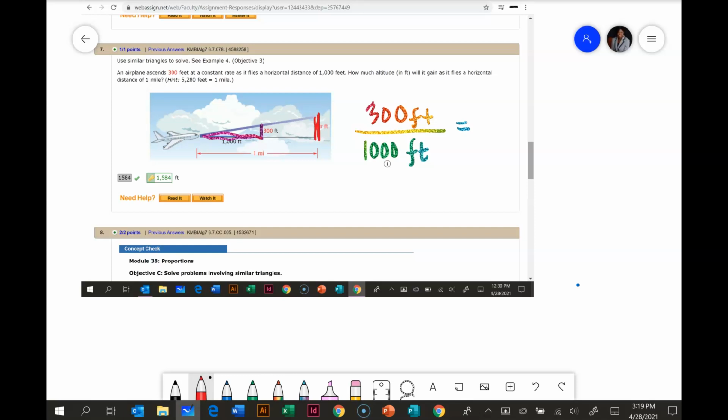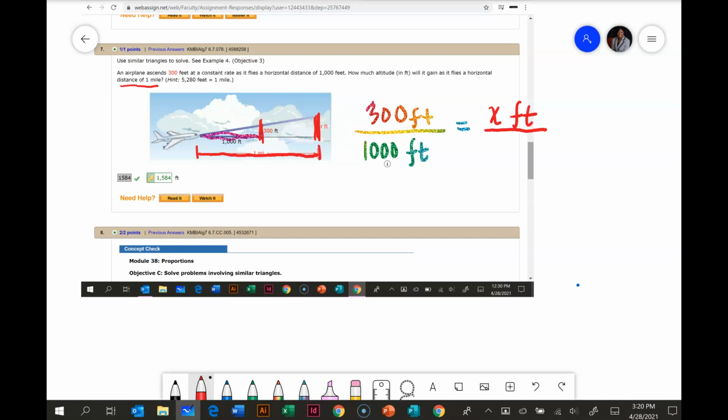If that's the height, and this was the height, then I need to put that x feet on the same level as that 300 feet. So x feet, because that's what I want to know. And it says, how much altitude will it gain as it flies a horizontal distance of 1 mile? So this whole entire horizontal line here represents 1 mile.